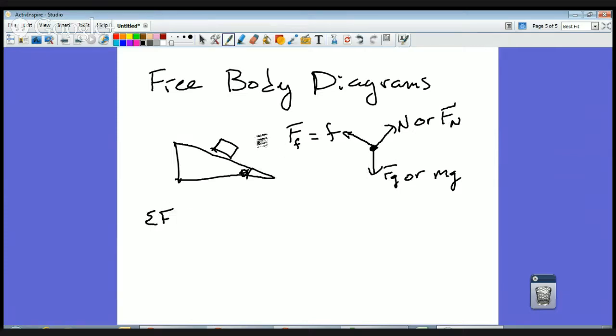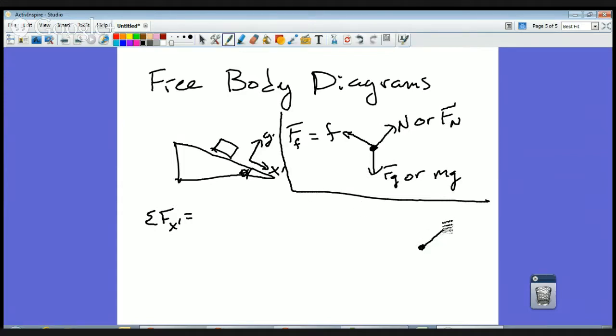On a ramp, I don't want to use x and y. I want to use a direction down the ramp, or parallel to the ramp, and a direction perpendicular to the ramp. So we call that x prime and y prime. So the sum of the forces, if you did your free body diagram correctly, then it's easy to see what forces go in this equation. And if you'd like to, you can draw another picture. So this is for them, right? This is what they're going to grade. But if you want to draw a separate picture that helps you, you can do that.